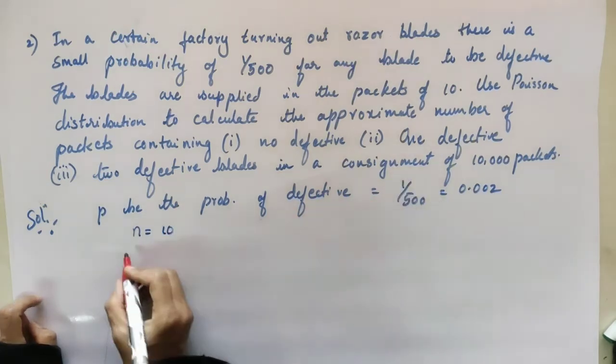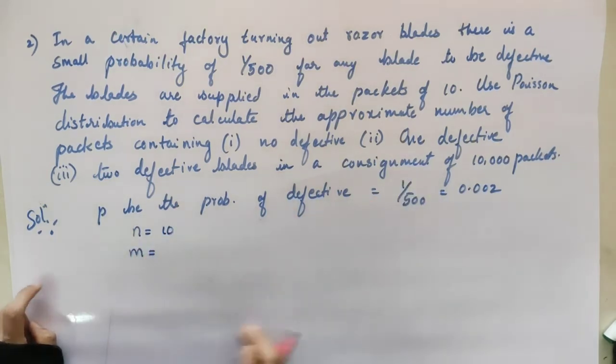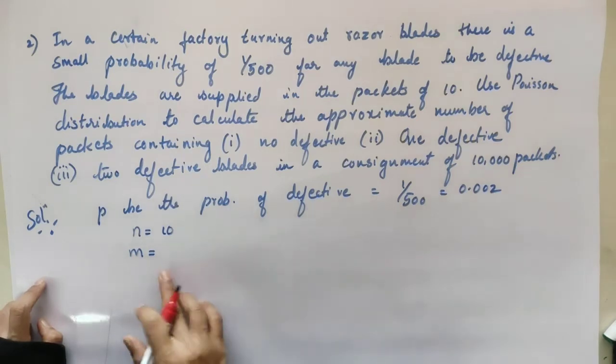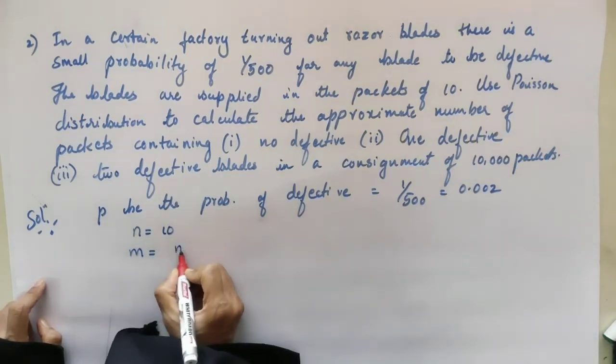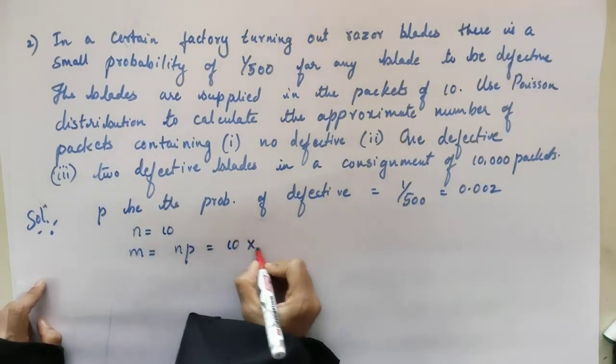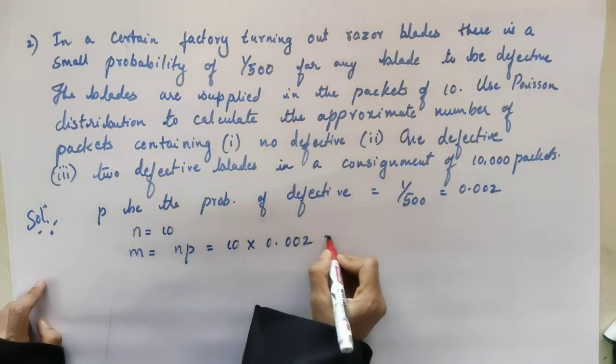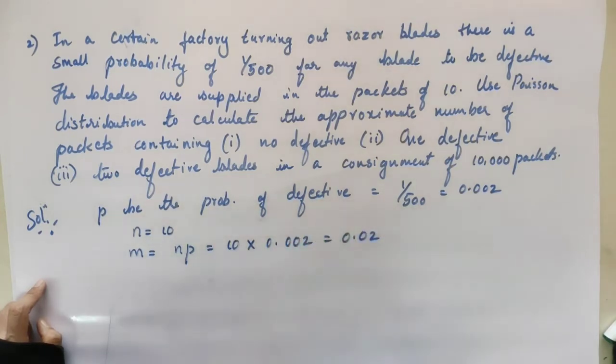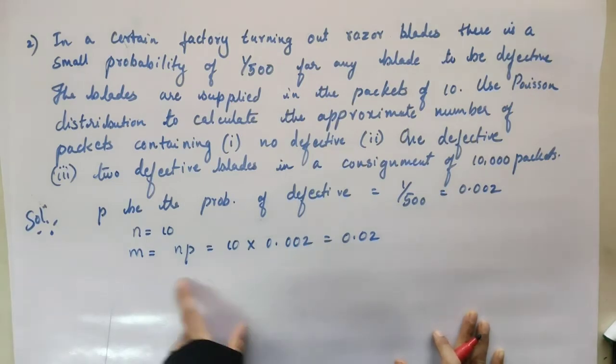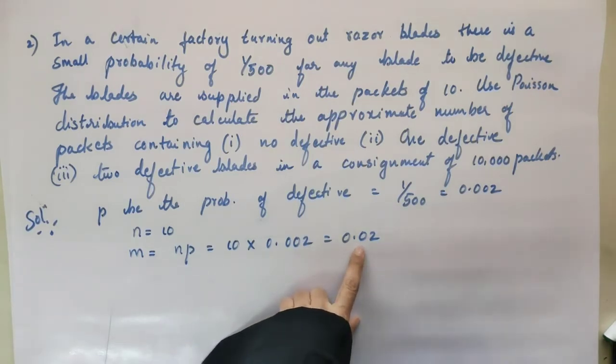Now in Poisson distribution, you represent the mean, the average number of defective blades I can find in a packet of 10, as n into P, which is 10 into 0.002, which is 0.02 you get. Okay, so m is equal to 0.02.